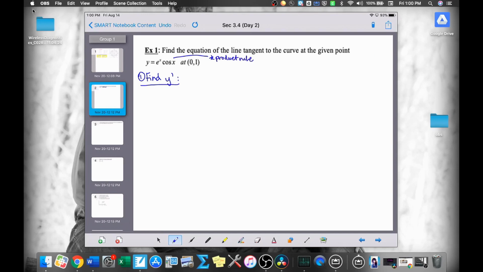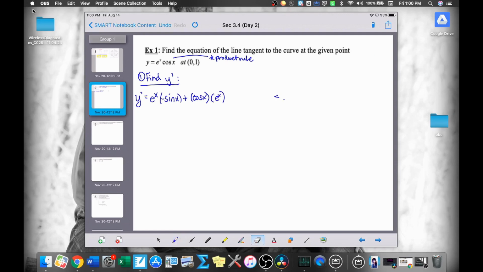So my y prime is going to be equal to first d second plus second d first. First is e to the x, d second, derivative of cosine is negative sine x, plus second, which is cos x, d first, derivative of e to the x is e to the x.